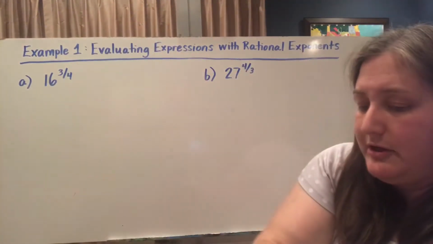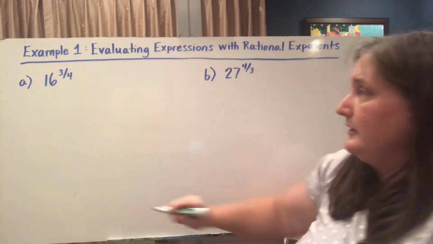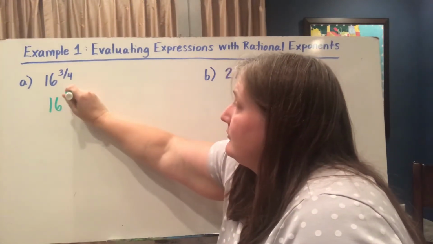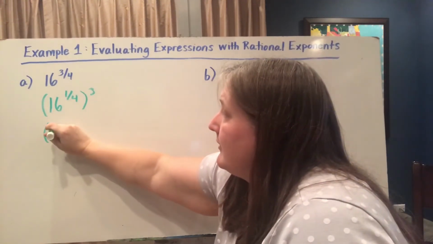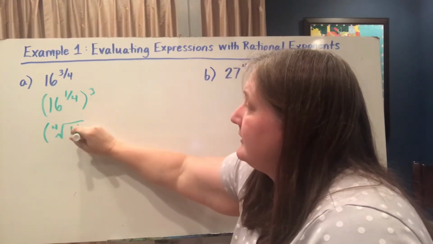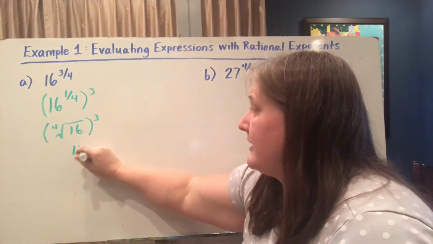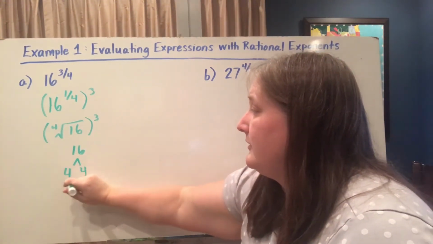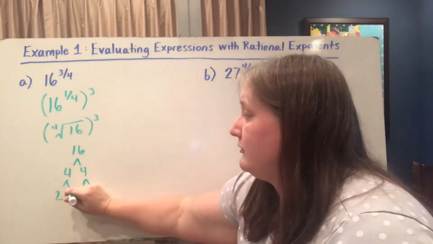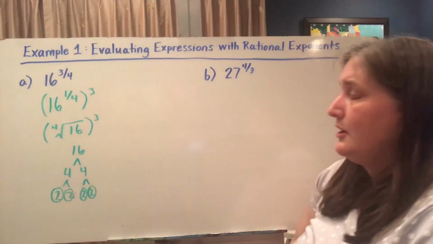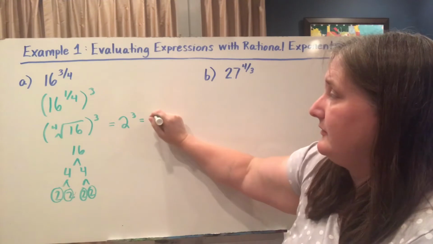So let's try this with some other examples here. So 16 to the 3/4 power is really 16 to the 1/4 power all to the 3rd power. Or the 4th root of 16 all to the 3rd power. To find that 4th root of 16, I can make my factor tree. 4 times 4 gives me 16, and 2 times 2 will give me 4. So I have 4 2's that multiply to give me 16. So the 4th root of 16 is 2, and 2 to the 3rd power gives us 8.